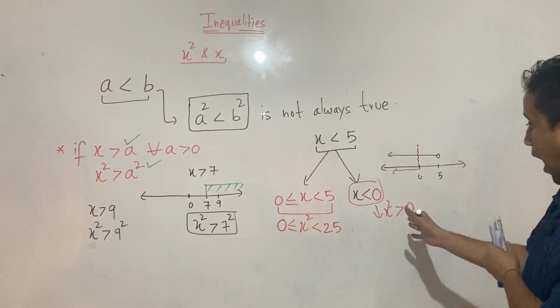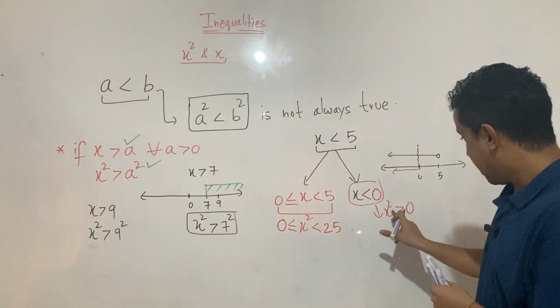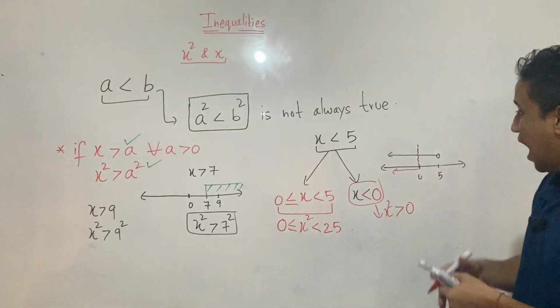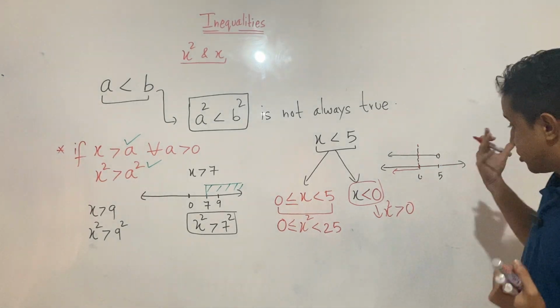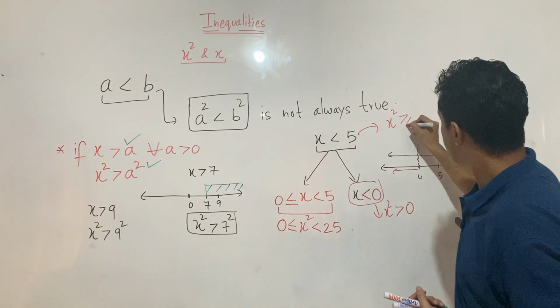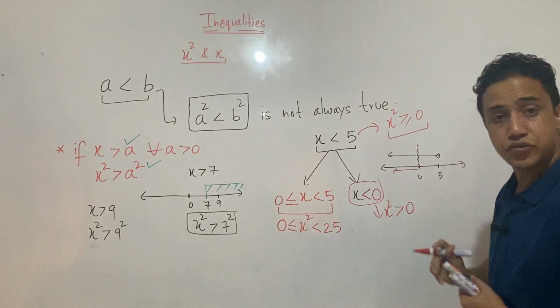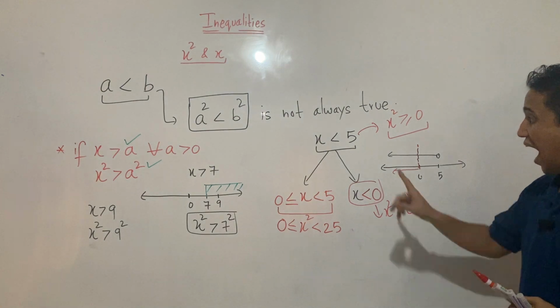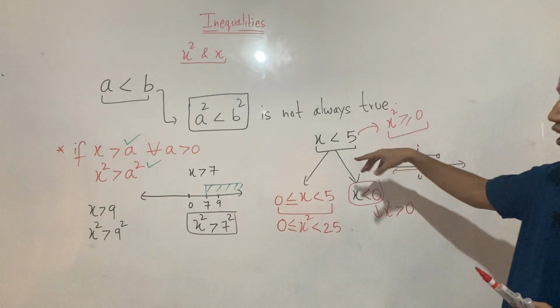So if I look at both these intervals, I can deduce the result that x square is always going to be greater than 0. I hope you understand it.